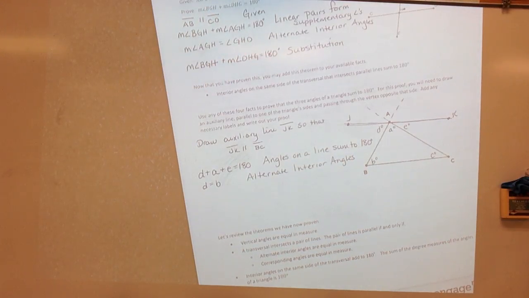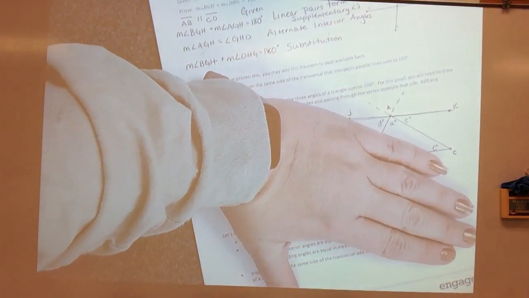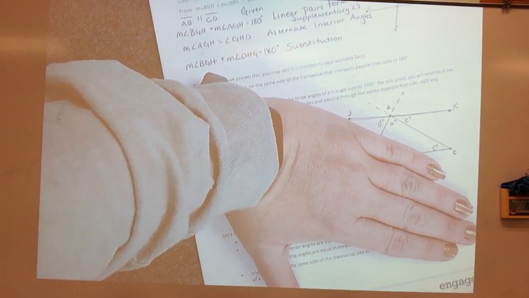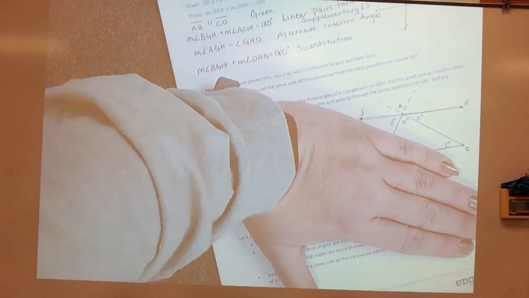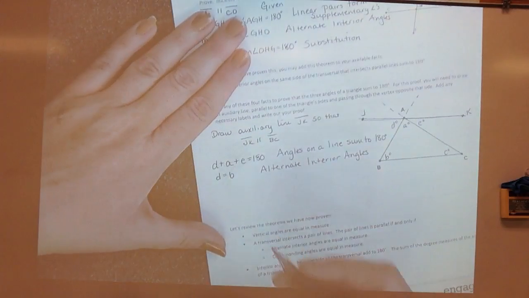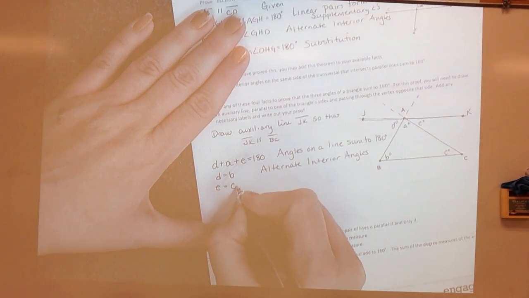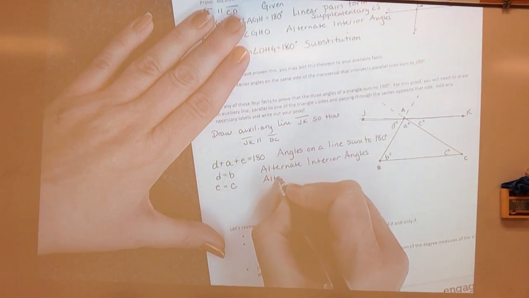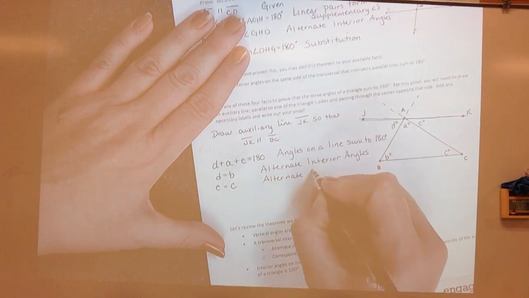Alright, alternate interior angles. Now let's flip over here and look at this as a transversal. And what do I know? I know that angle E and angle C are equal because they are also alternate interior angles.